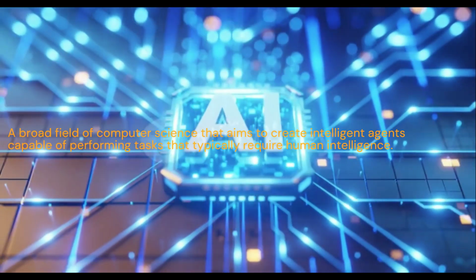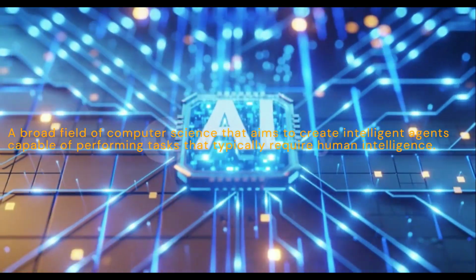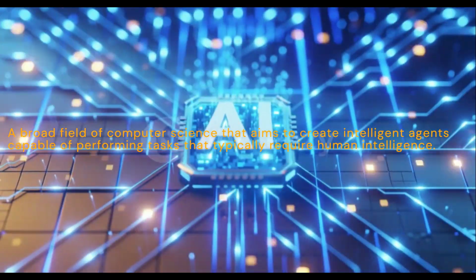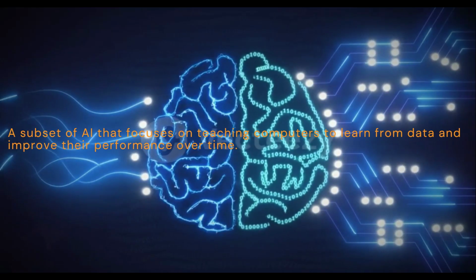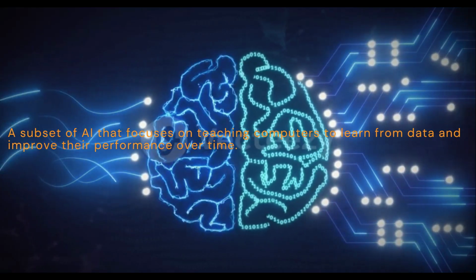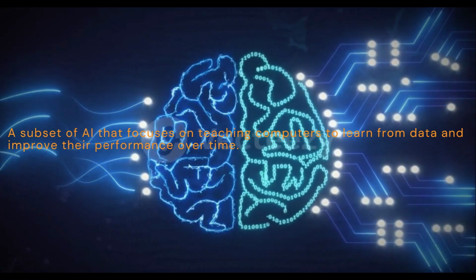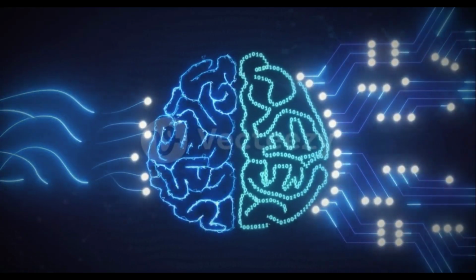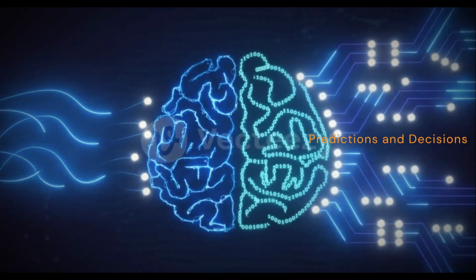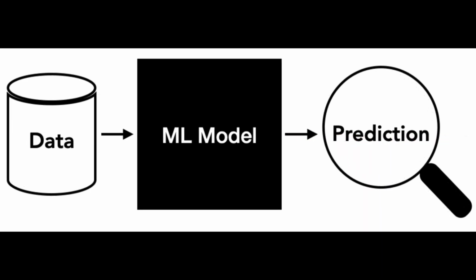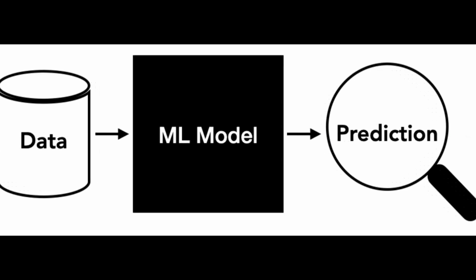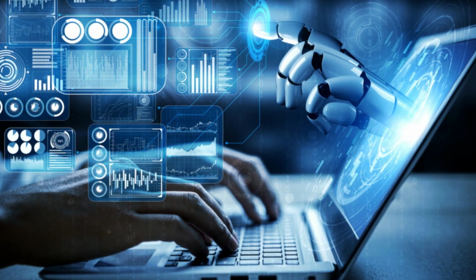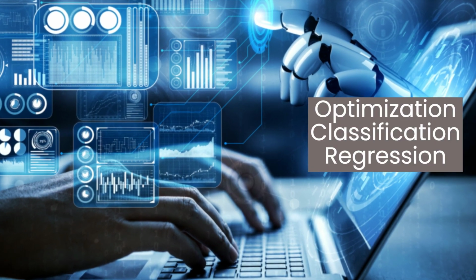Define artificial intelligence as a broad field of computer science that aims to create intelligent agents capable of performing tasks that typically require human intelligence. Define machine learning as a subset of AI that focuses on teaching computers to learn from data and improve their performance over time. Machine learning algorithms can identify patterns and relationships within data, enabling them to make predictions and decisions. By analyzing past data, machine learning algorithms can predict future outcomes or trends. Machine learning can be used to solve complex problems, such as optimization, classification, and regression.